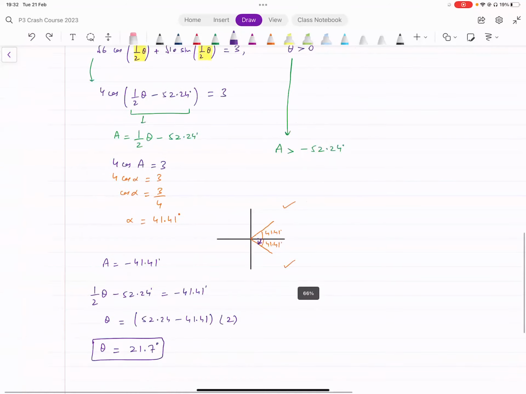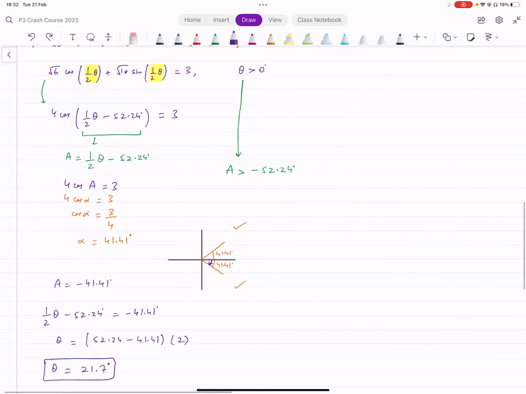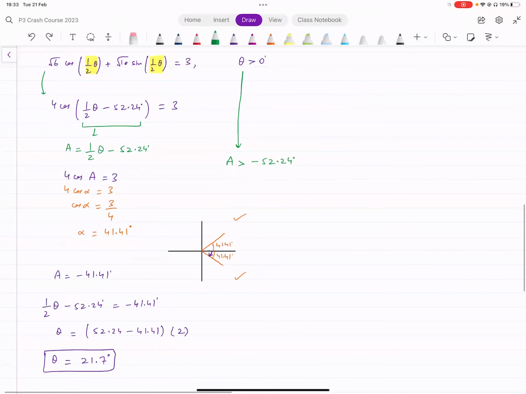Is that okay? So that was the second part here. You should have done this in paper 1, how to solve these equations. But if you don't remember that, this is how we approach these equations. Make sense? Any problem with this? Any questions?